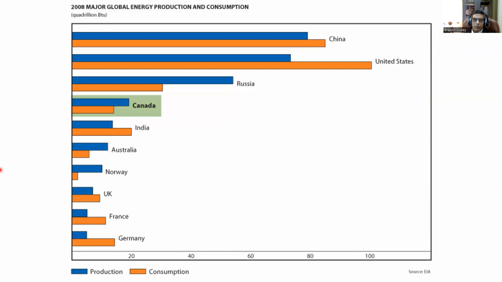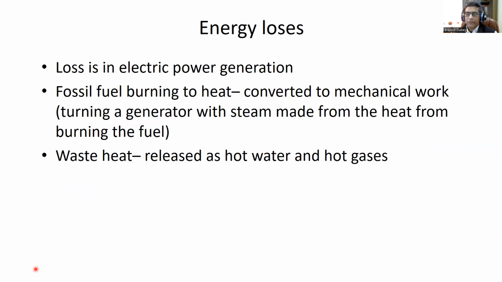These are the major global producers as well as the consumption. If you look at some countries like China, it produces a lot but consumes quite a bit as well. Same with the US. The US in fact consumes much higher, and then Canada actually produces more but consumes less. India is the opposite of that. Then we have Australia, Norway, UK, and all those countries. So there are countries which are producing a lot of fossil fuel and other energy sources.